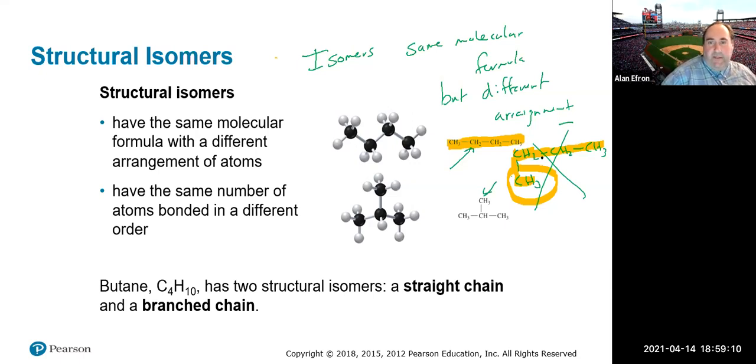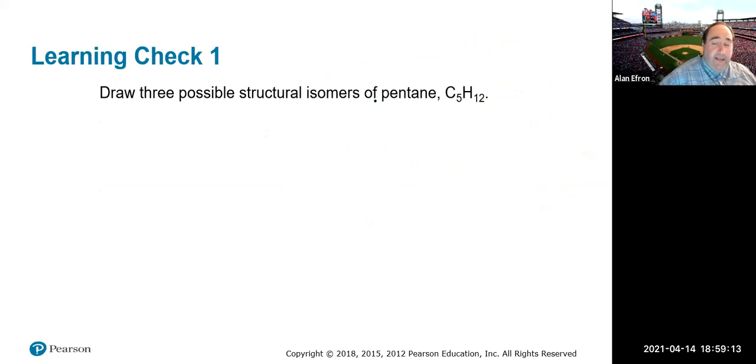Okay, so let's finish up looking at this idea. And again, as to the earlier question, this would be a case where you would be given just a formula and you're asked to draw 3 different isomers for pentane. So how would you go about doing that?